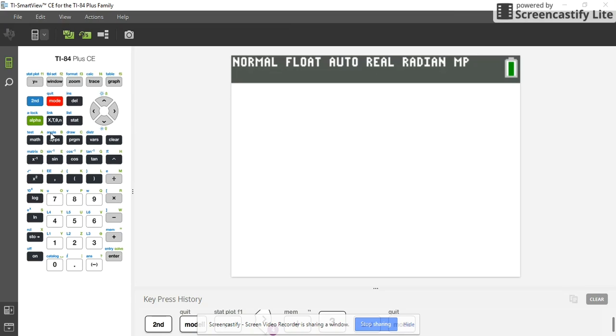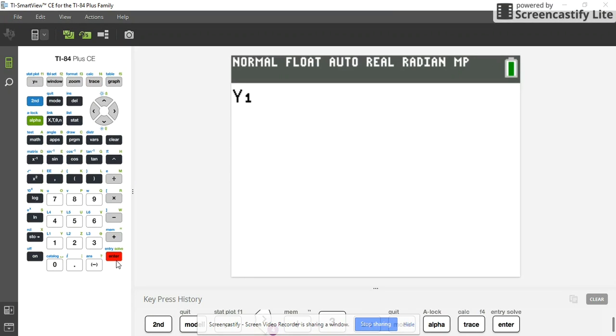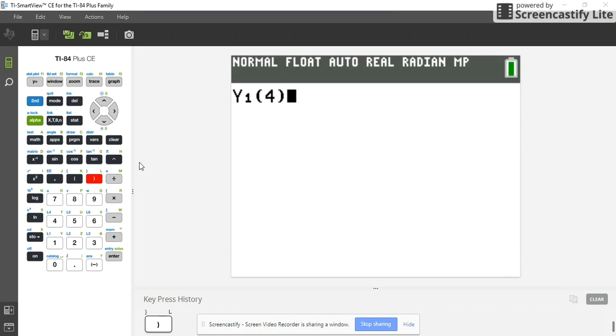So I quit out of the equation editor. I'm on the main screen, and I want to find y1's value when x is equal to 4. So to do that, I need to bring y1 up. And again, to access my y variables, it's alpha trace. And we hit enter for y1. And then I'm going to basically use the function notation that I'm used to when I'm writing with pencil and paper. I'm going to put 4 in parentheses immediately after.